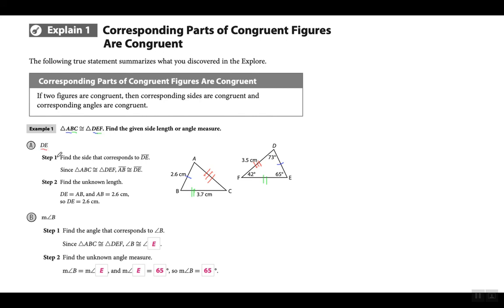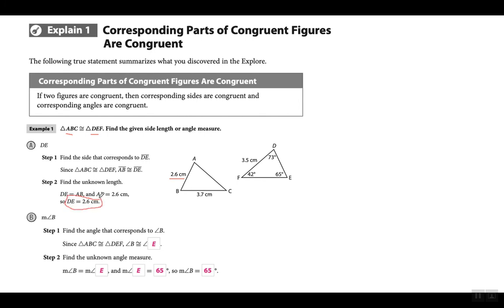They want us to first find the measure of side DE. So if you look over here, when you go to see side DE, there's no number there. So from this triangle, we don't know how long side DE is. However, since up here it tells us that side DE corresponds to side AB, and the two shapes are congruent, that means they got to measure the same amount. So DE has to be the same as AB, and it says here that AB is 2.6 centimeters. So therefore, DE is also 2.6 centimeters.